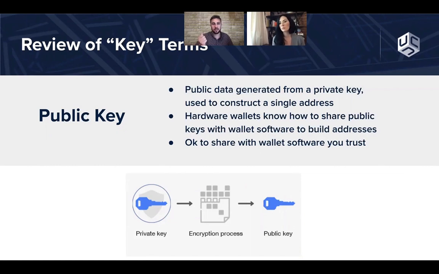So again, I think of the private key as like an actual key. The public key is like a matching lock to that key, and we're building a vault with 3 locks, right? 2 out of 3 keys are needed to open the vault. Hardware wallets know how to share public keys with wallet software in order to build addresses. And it is okay to share public keys with wallet software that you trust. You of course don't want to be sharing your public key with anybody, but you do have to share a public key if you want to build a Bitcoin address.